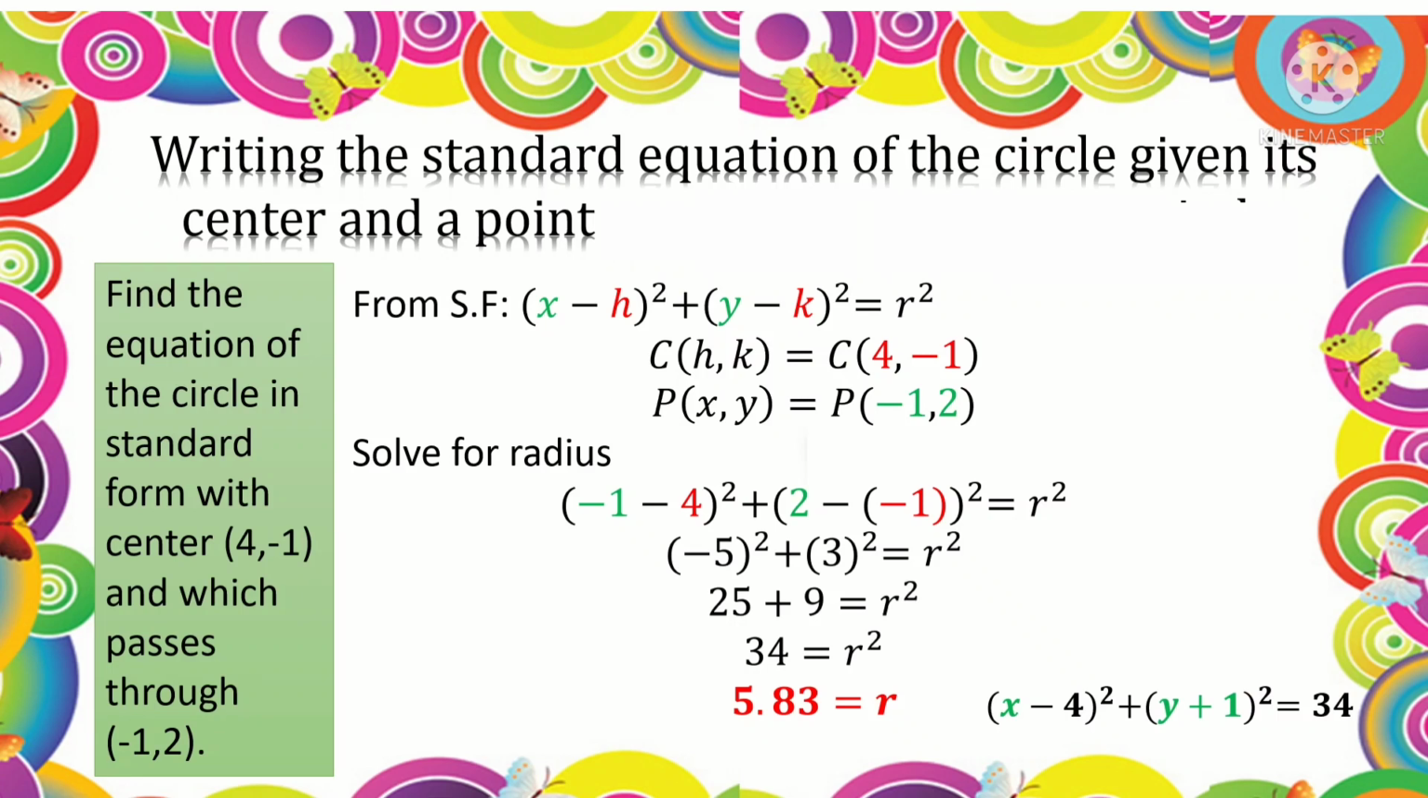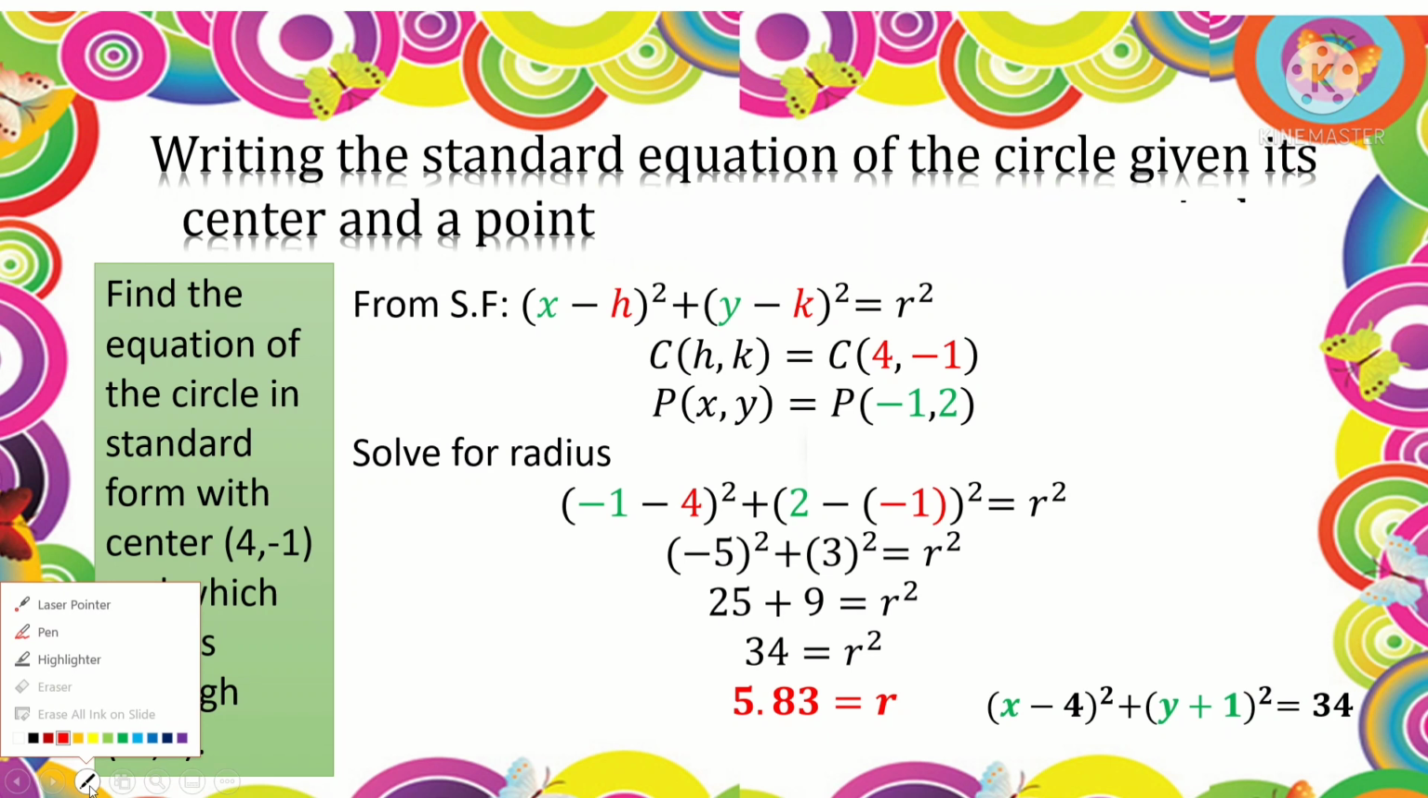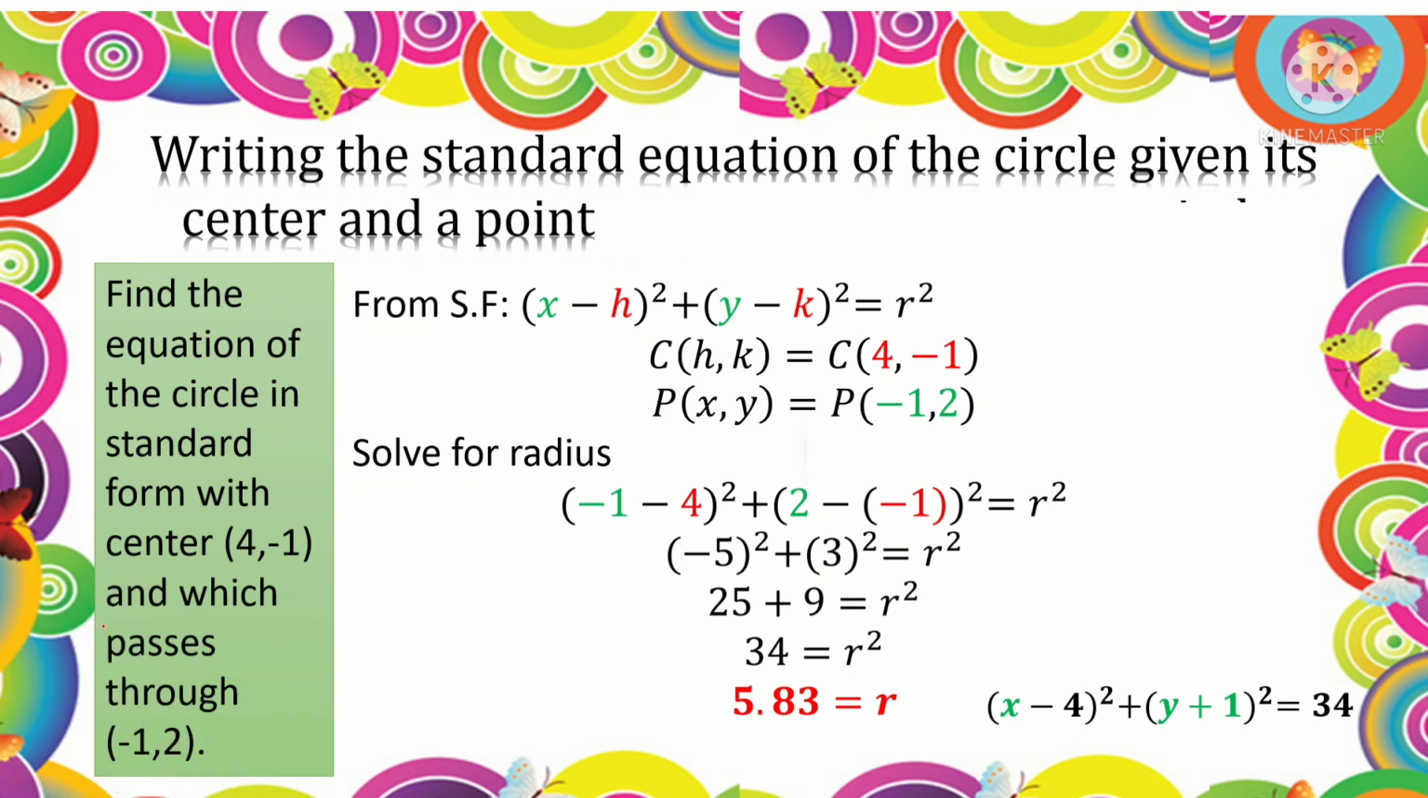You are to write the standard equation of a circle. So, the decimal form of your radius answer is not that necessary. The final answer is in the standard form of the equation of a circle. So we have the final answer.